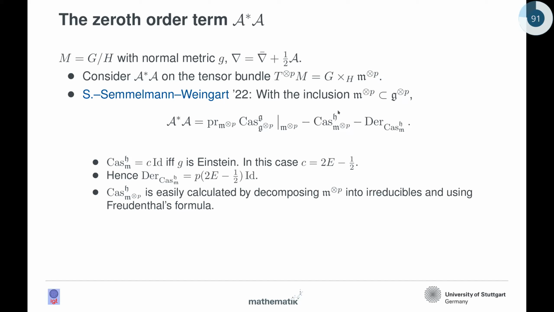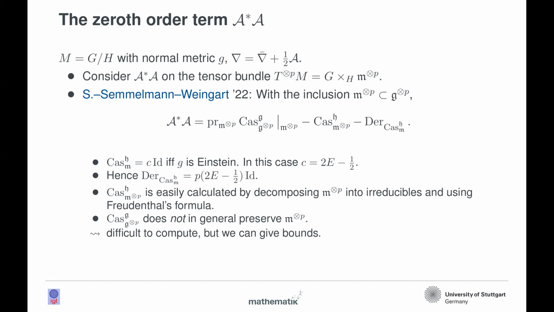So the second part, well, this is the Casimir operator of H on the H module M tensor power p. So if we want to calculate its spectrum, we just decompose this tensor power into its irreducible parts and use Freudenthal's formula. Not very difficult if you know how to do it, but this first term is a bit more involved, because this g Casimir does, of course, not generally preserve our tensor power of M. So this projected Casimir operator is difficult to compute. What we can do is we can give some bounds. Yeah, because of the time, let me maybe skip this example here.